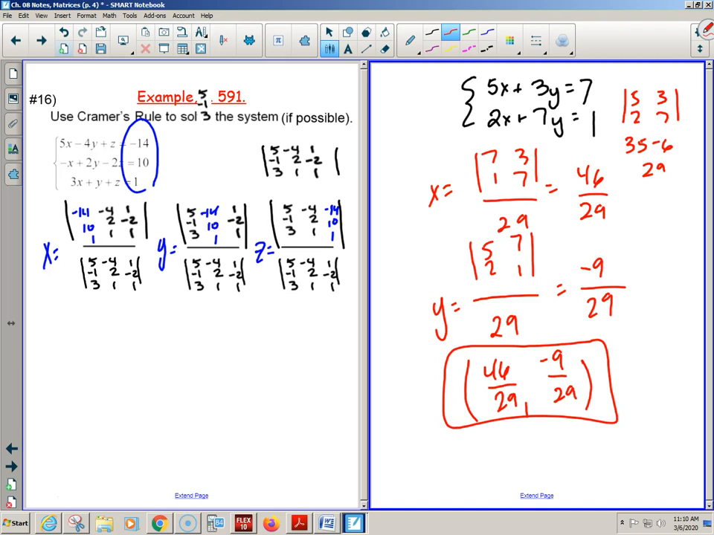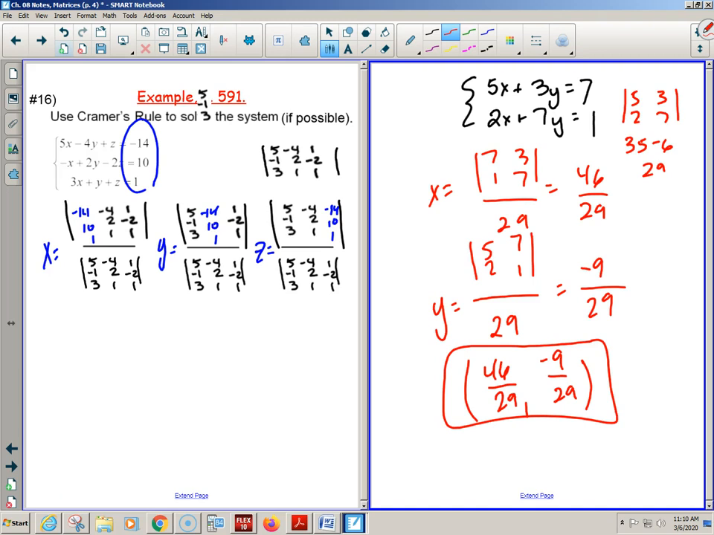Now, let me double check. 35 minus 6, that was perfect. 29. And then I put my 7-1 in my 5-2 spot. I put my 7-1 in my 3-7 spot. And 49 minus 3 is 46. And 5 minus 14 is negative 9. Look at all those little baby addition, subtraction, multiplications. Look how easily I got to a nasty solution.